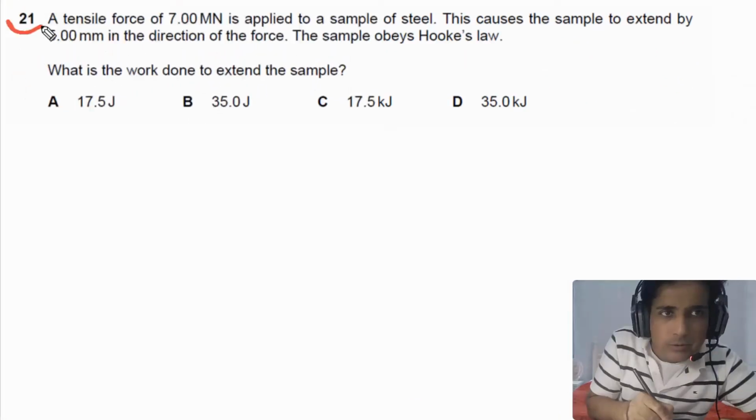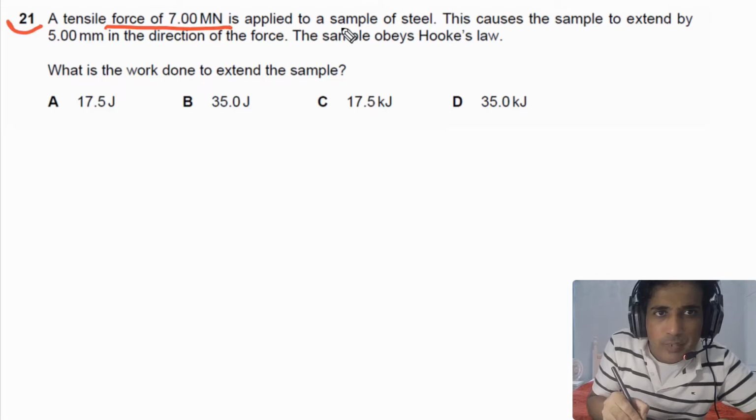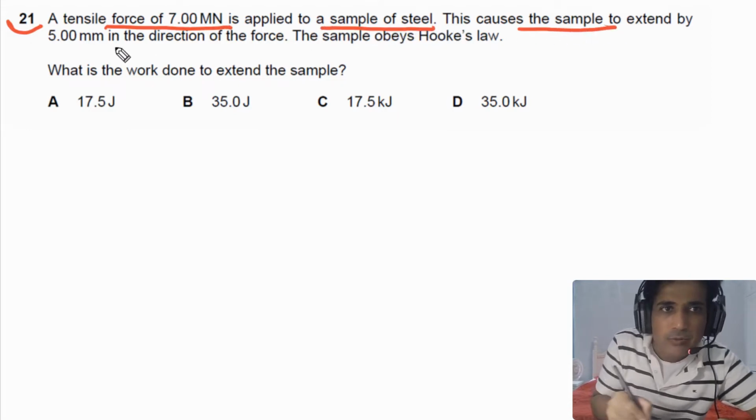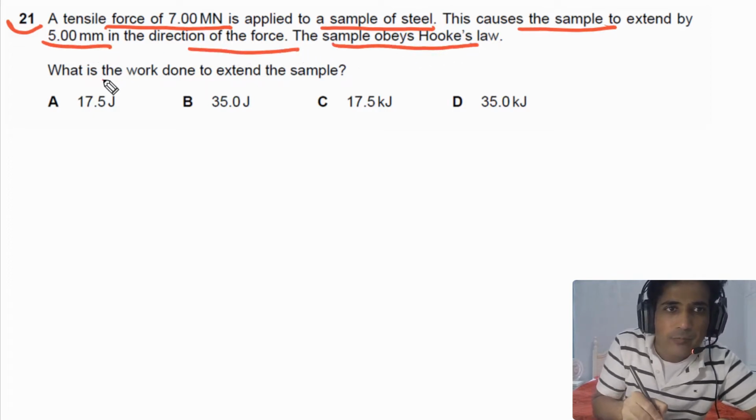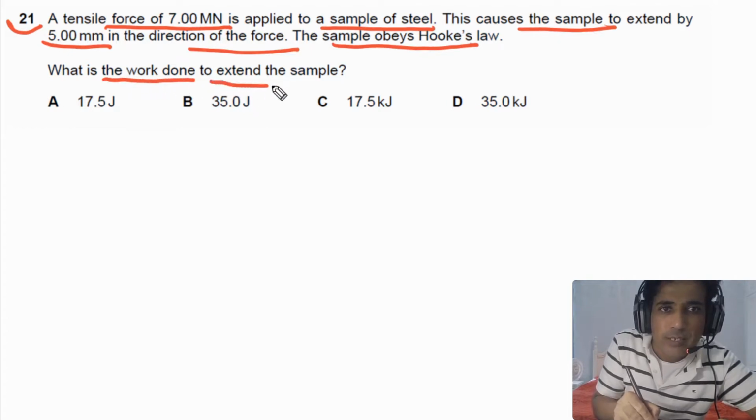For question number 21, it is given to us that a tensile force of 7.0 meganewtons is applied to a sample of steel. This causes the sample to extend by 5 mm in the direction of the force. The sample obeys Hooke's law. We need to calculate the work done to extend the sample.